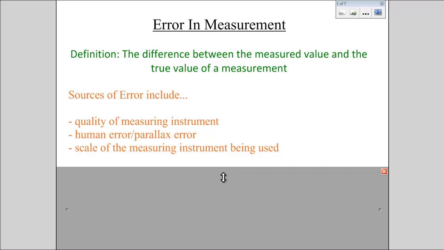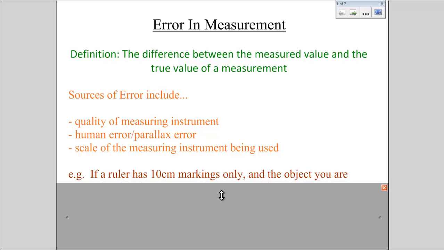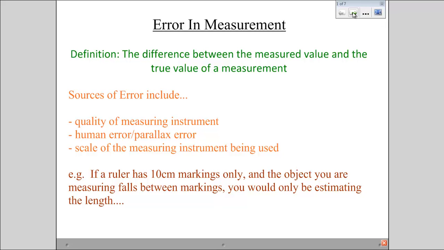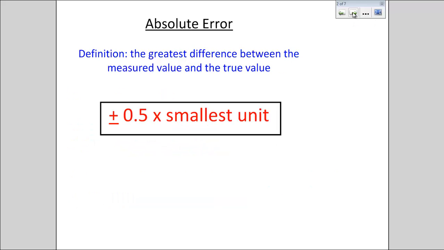Also the scale of the measuring instrument being used. So an example of that, if a ruler, say, has 10 centimetre markings on it, so that's the only markings that you have, they're 10 centimetres apart, and the object that you're measuring falls somewhere between two markings, then you would only ever be estimating the length. So you can't actually get an exact reading of something like that. Okay, so the scale can affect our measurement and the accuracy.